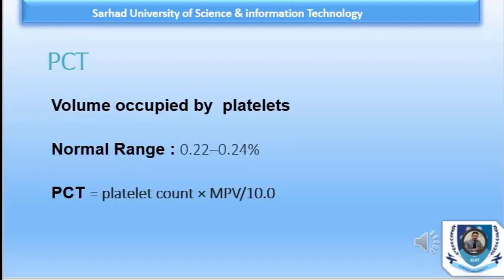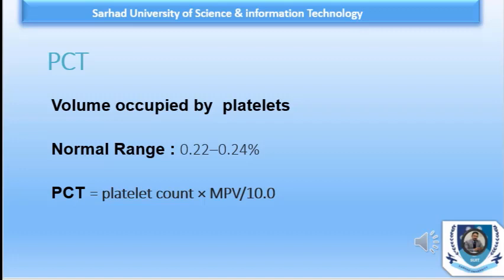PCT, platelet crit, and platelet crit is basically the volume occupied by platelets in the blood as a percentage. It's also calculated by a formula, that is platelet count multiplied by mean platelet volume, then divided by 10. The normal range for platelet crit is 0.22 to 0.24%. So it's all about the CBC parameters, and we have three basic main parameters, that is WBC, RBC, and then we have platelet.